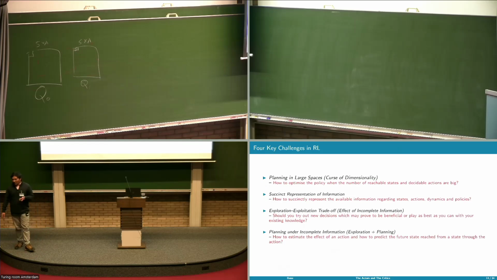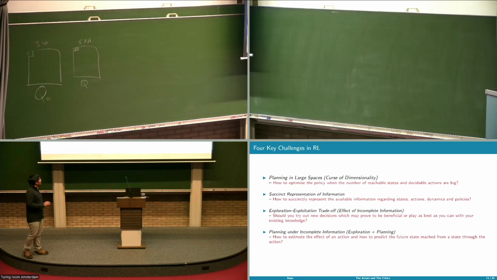Okay. So typically the four key challenges, in my opinion, we can differ on that, in RL in this setting, is first planning in large spaces where you really have the curse of dimensionality. Can you find a very succinct and nice representation of the information? And how to do that? We'll look into different functional approximations, and Guillaume will tell you more during the tutorial on how to choose different types of functional representations. Then the exploration-exploitation trade-off.